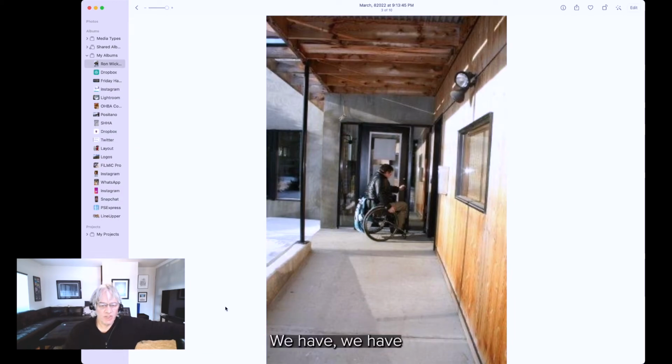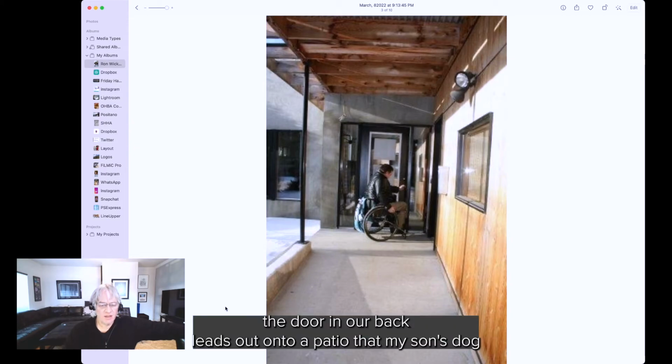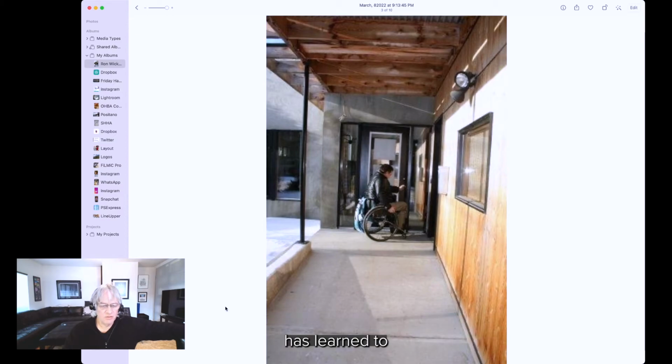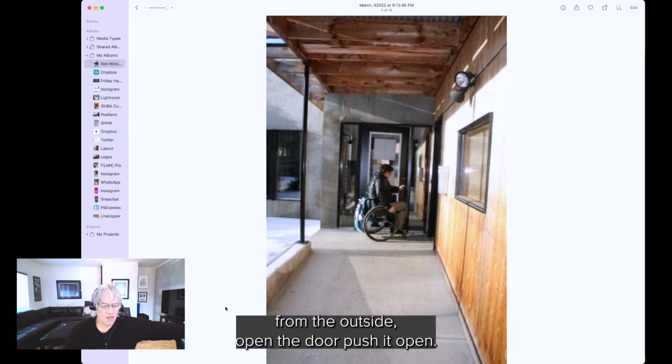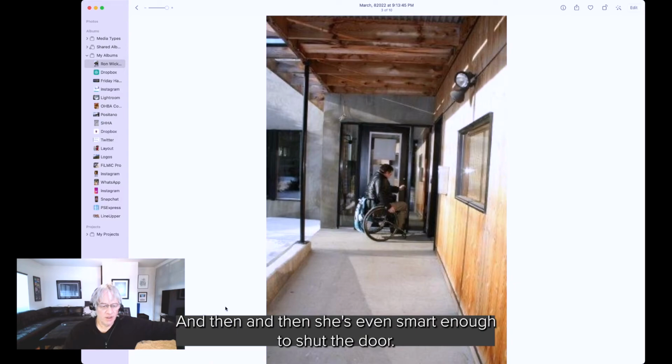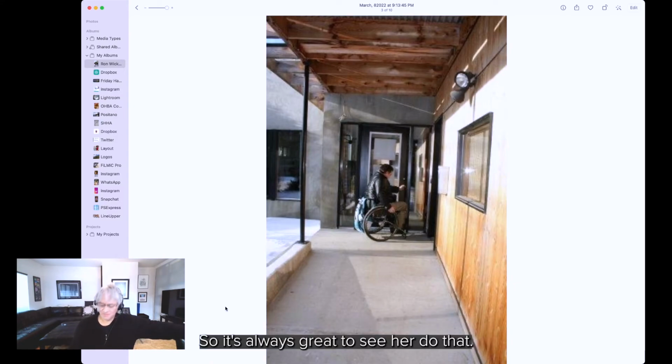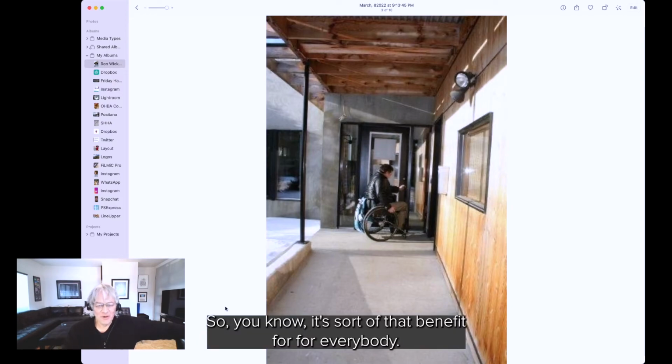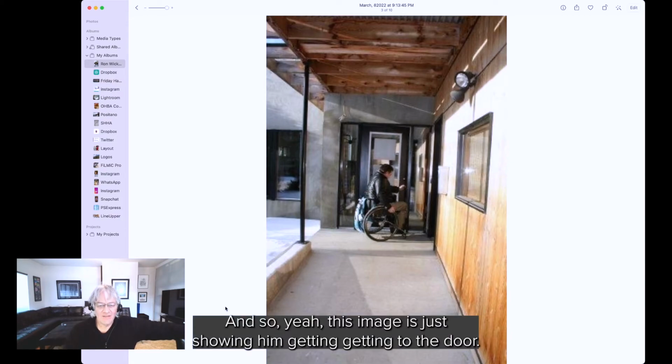We have a door in our back that leads out onto a patio, and my son's dog has learned to open the door from the outside, push it open, and then she's even smart enough to shut the door. So it's always great to see her do that. So it's that benefit for everybody. And so yeah, this image is just showing him getting to the door.